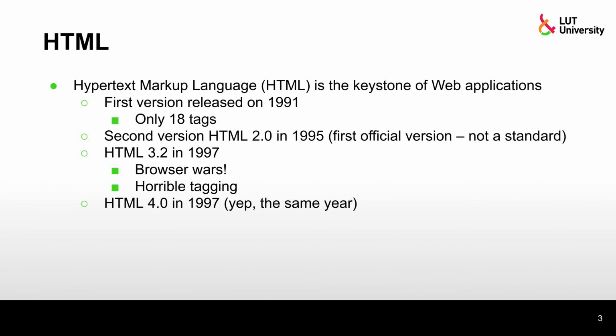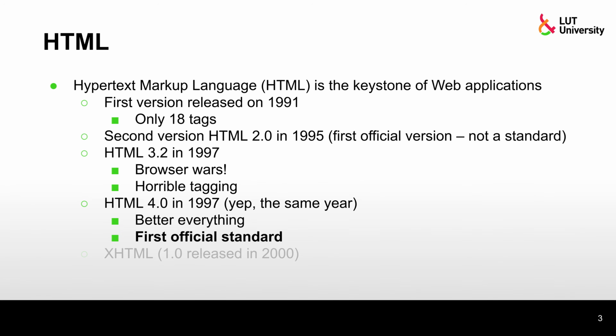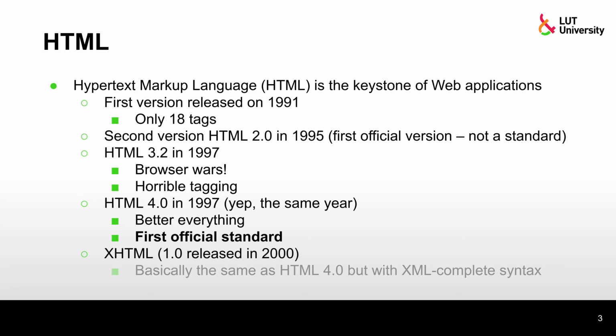It fixed the thing in the sense that it had better everything. Those tags that were added to HTML 3.2 were not there anymore. And this 4.0 was the first official standard. Then in 2000, XHTML 1.0 was released, so HTML was made XML compatible, but in the end it was basically the same as HTML 4.0, and it was kind of useless.